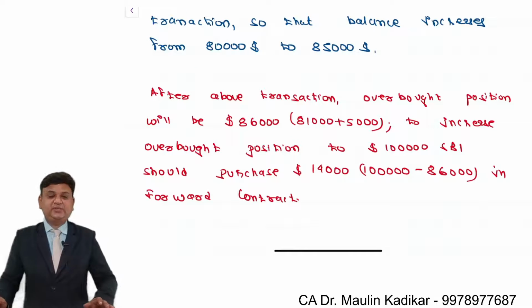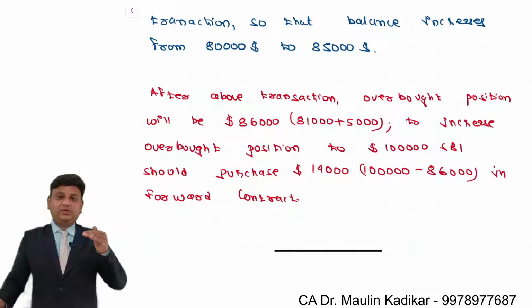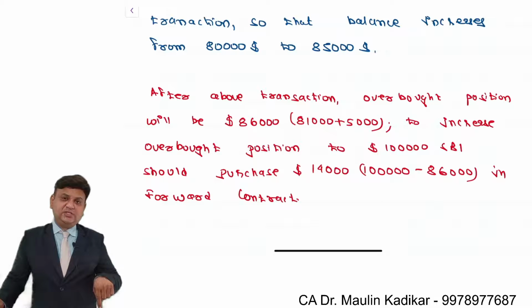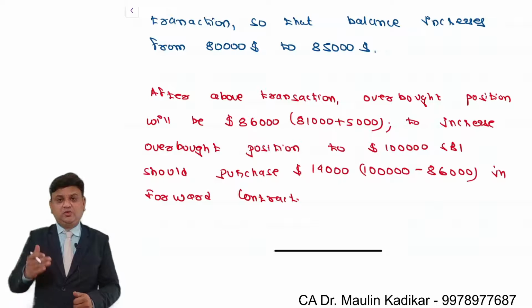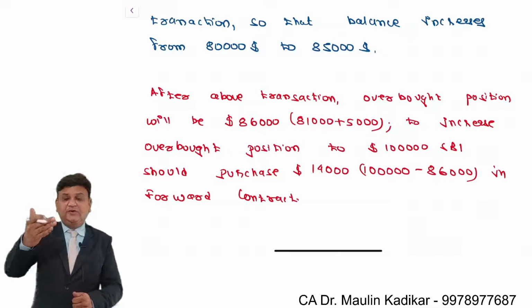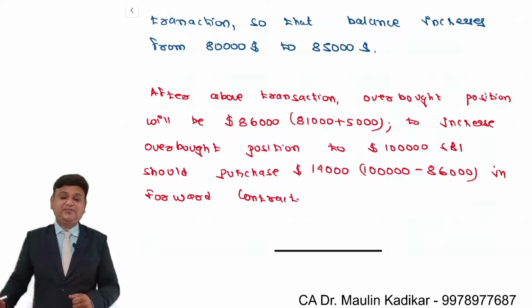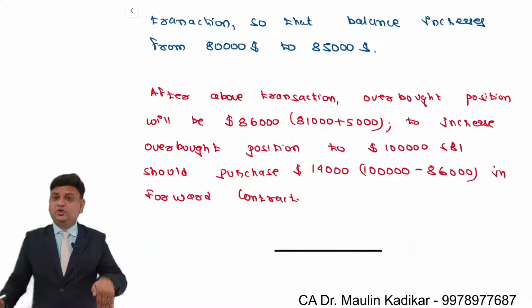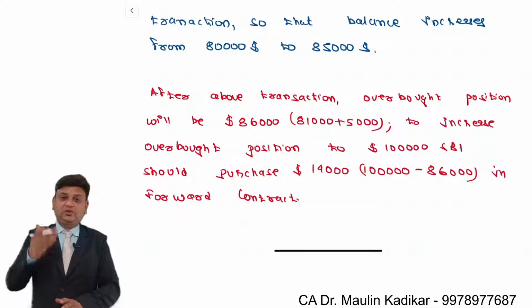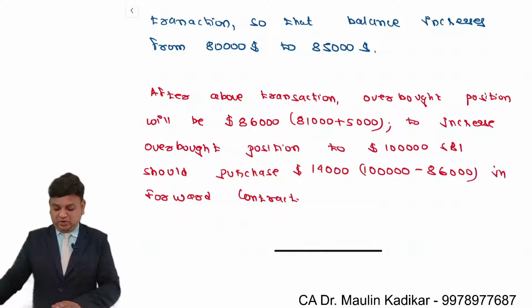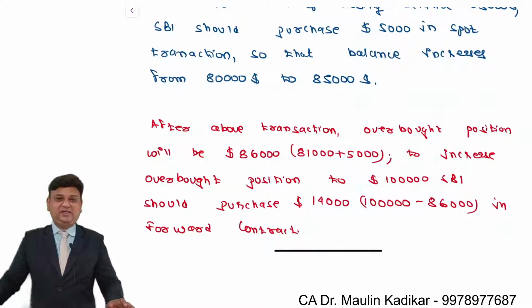See, understand friends, what happens: you want to have the overbought position of 1 lakh. For that, you need to purchase dollar. If you purchase the dollar in spot, then not only your overbought position will increase, even your Nostro account balance will also increase. That is the reason you should not enter into the transaction to buy dollar in spot. You should enter into the transaction of purchasing the dollar in forward, so that the balance increases from 86,000 to 1 lakh dollar in exchange position, but it will not have the impact in Nostro account. This is what we understand.